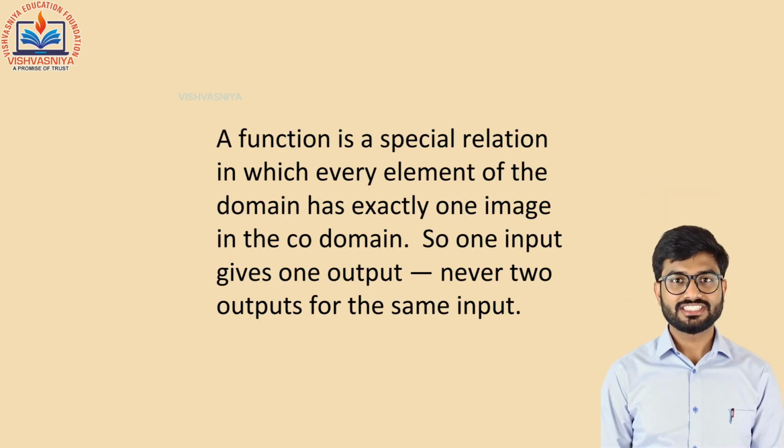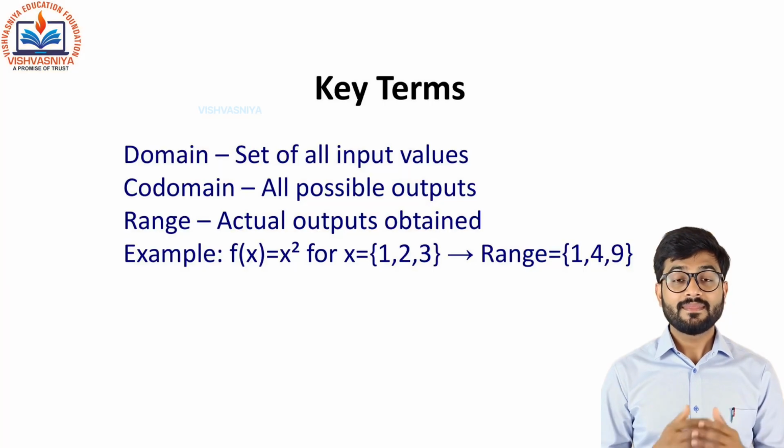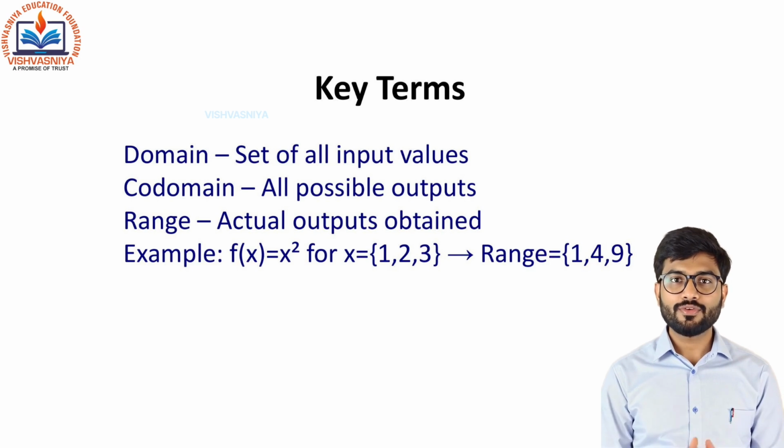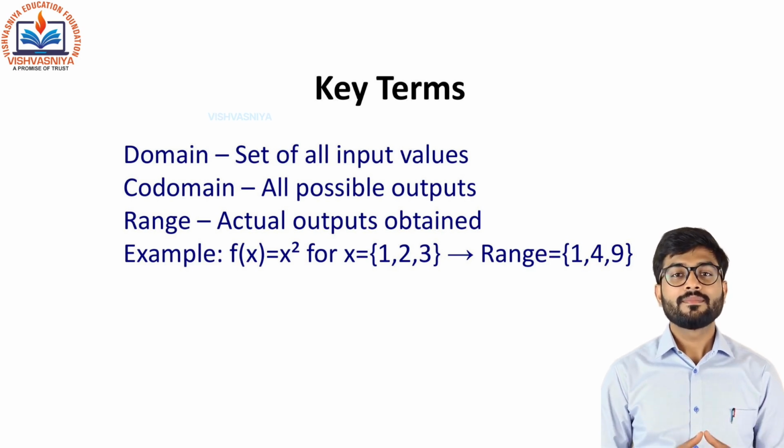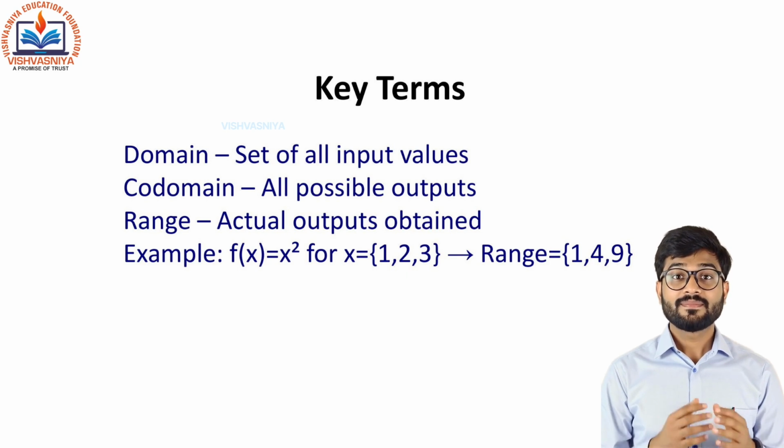A function is a special relation in which every element of the domain has exactly one image in the codomain. So one input gives one output, never two outputs for the same input. Let's recall three important words: domain, the set of all input values; codomain, the set that contains all possible outputs; range, the actual outputs we obtain.